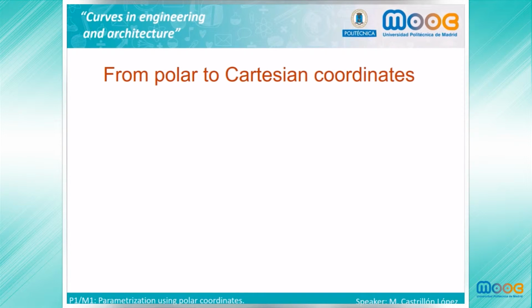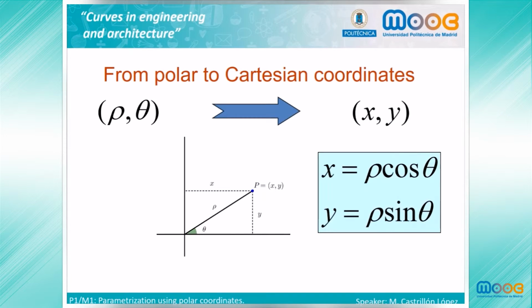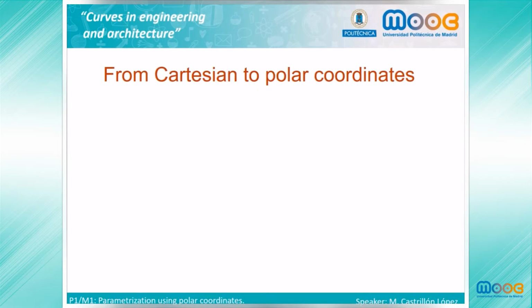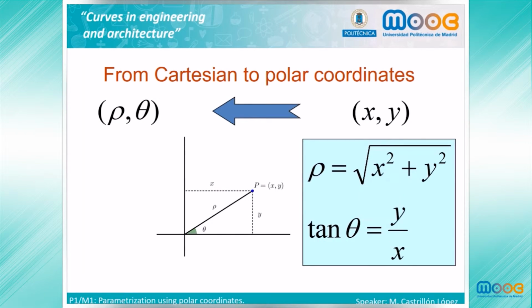There are formulas to give the transformation from polar to Cartesian coordinates. That is, if we have a point with polar coordinates ρ and theta, the Cartesian coordinates are related using some trigonometric functions. The formulas are in the blue box. And conversely, if one has the Cartesian coordinates of a point, the polar coordinates are recovered using some trigonometry. And the formulas are those in the blue box again.